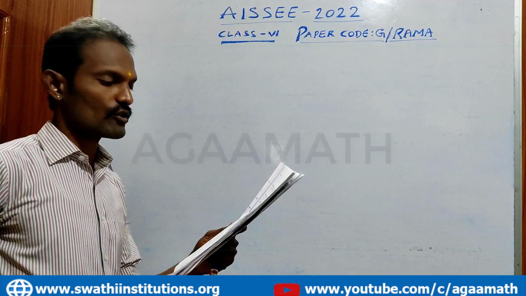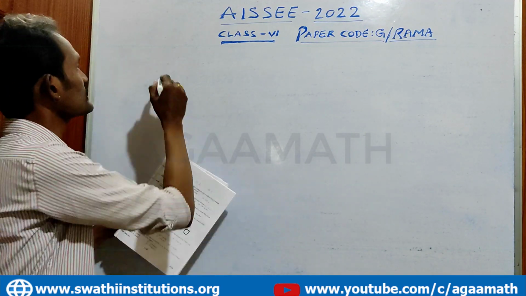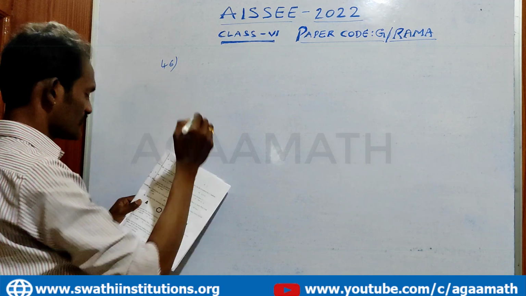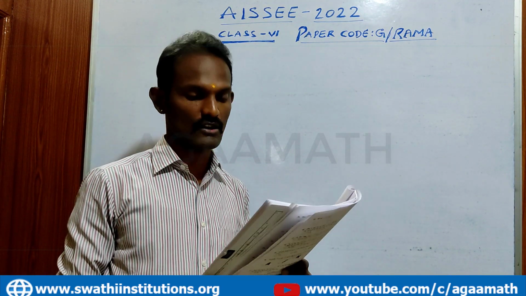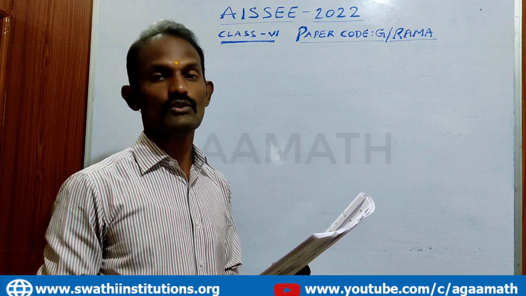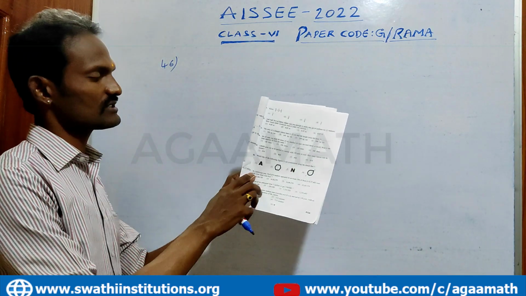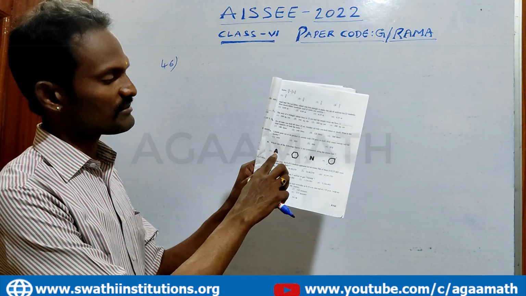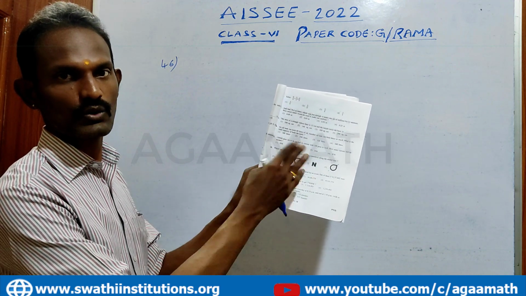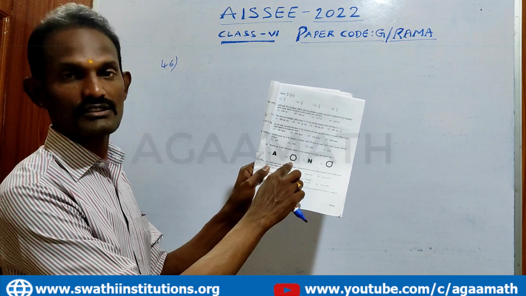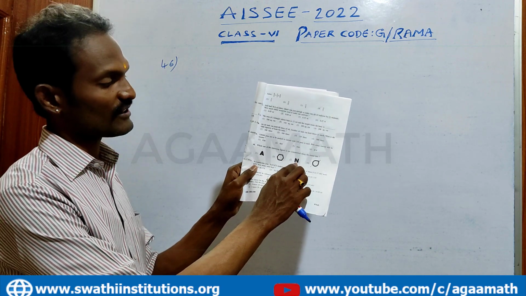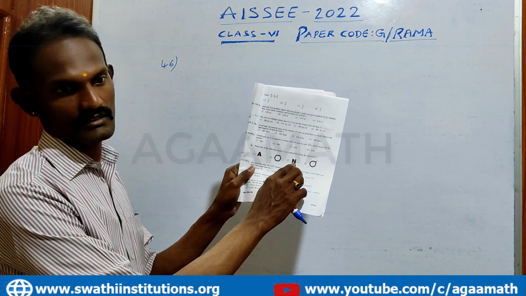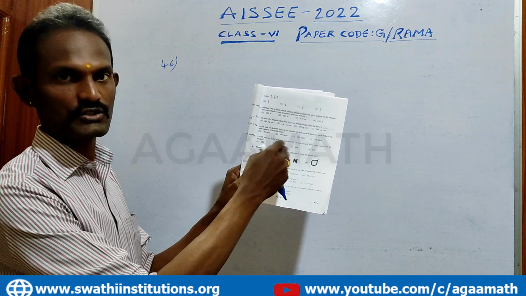Now the question number 46: which one of the following figures is not symmetrical along the dotted line? According to the options, here A is a symmetrical figure, divided into 2 equal halves. Here also it is symmetrical, with equal halves, but they are not mirror images. When you divide into 2 equal halves, there should be a mirror image.